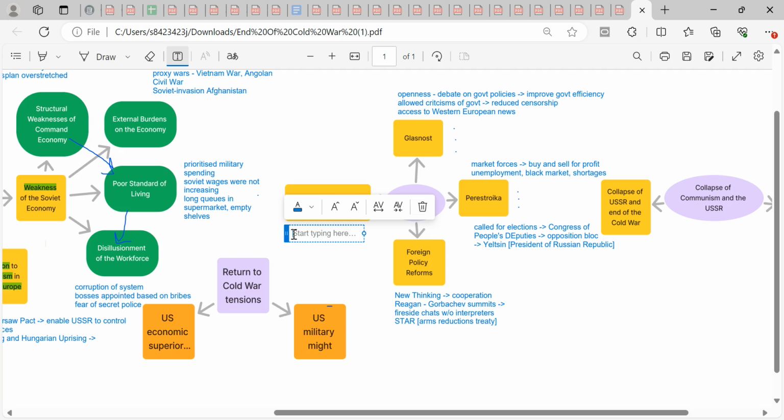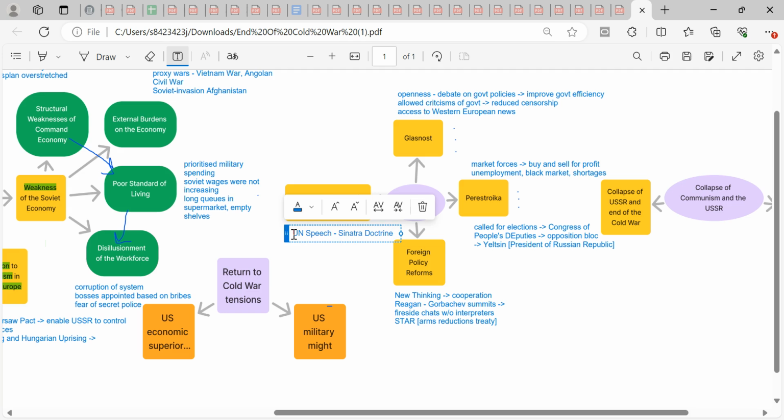In a famous United Nations speech, he announced the Sinatra Doctrine, to essentially say that the Warsaw Pact will no longer be enforced. And these countries, Eastern European countries like East Germany, Poland, Hungary, are able to decide for themselves how they want to shape their politics. So that was a landmark decision.